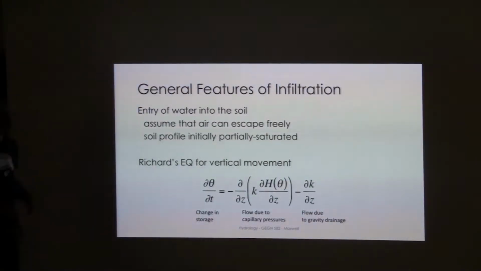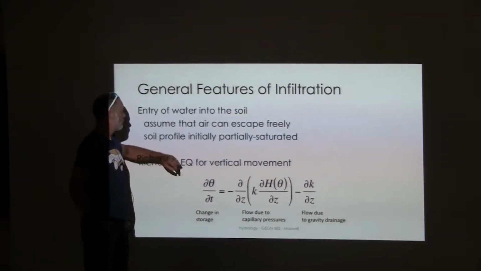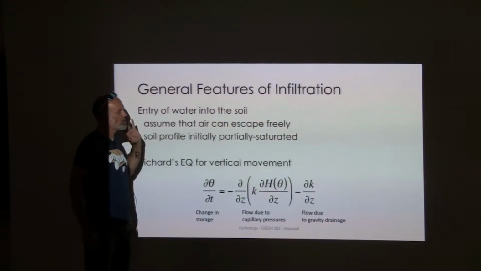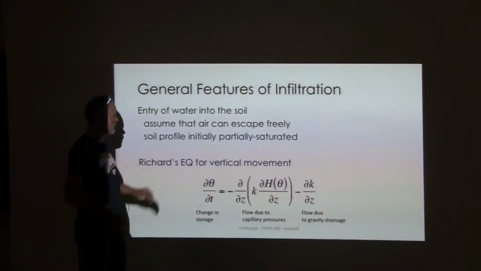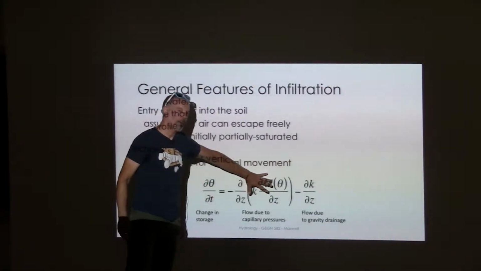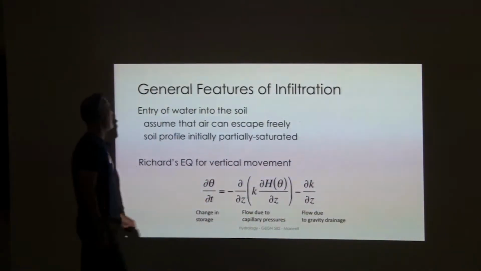We have general features of infiltration, and we often use the Richards equation in various forms. And I'm showing a simplified form in 1D of Richards equation that I like to use because I like to pull these things apart. So we have change in storage. We have flow due to capillary pressures. And then we have our gravity drainage part pulled out, and it's on the side.